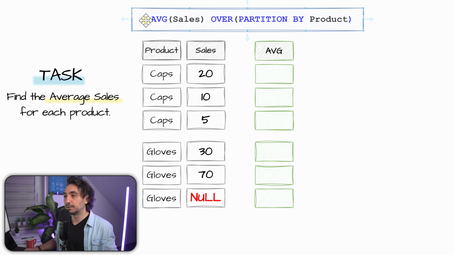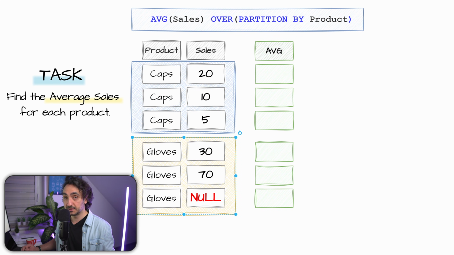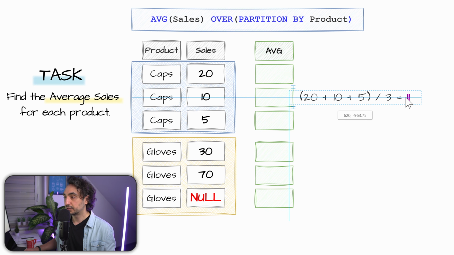It's really easy. We're going to use AVG, pass to it the column sales, and define the window like this: partition by product. The first thing SQL does is define the window, so it's going to divide our data into two partitions, one for the caps and one for the gloves. I hope everyone knows how to calculate the average. It's going to summarize all the values and divide by the number of rows: 20 plus 10 plus 5, divided by 3 rows, and the output is going to be 11.